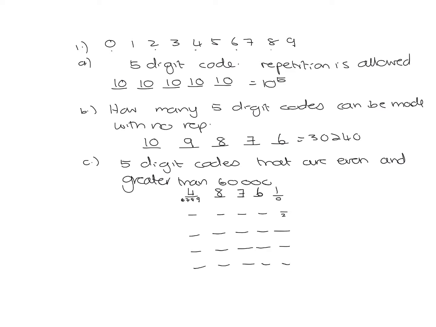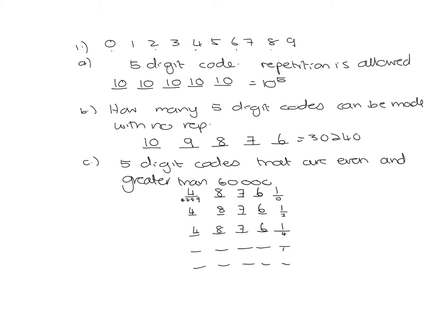Let's look at if we end with a 2. There's one choice of ending with a 2. There's still 4 choices of starting with a 6, 7, 8, or 9. Then there's 8 choices, 7 choices, and 6 choices. Now if we end with the even number 4, there's also one choice. There's still 4 choices, then 8, 7, and 6.